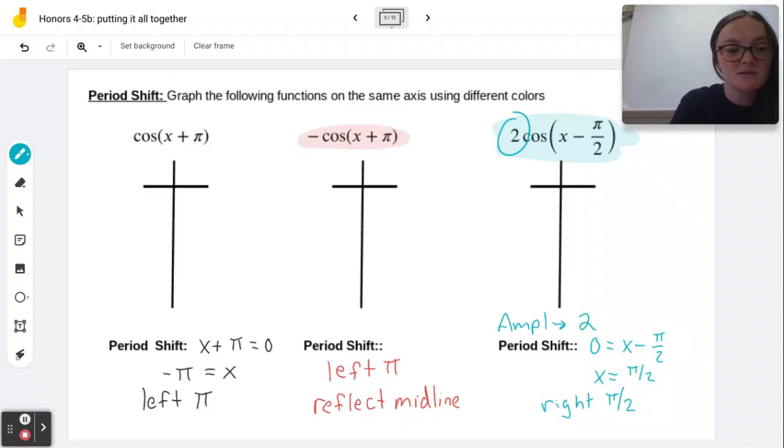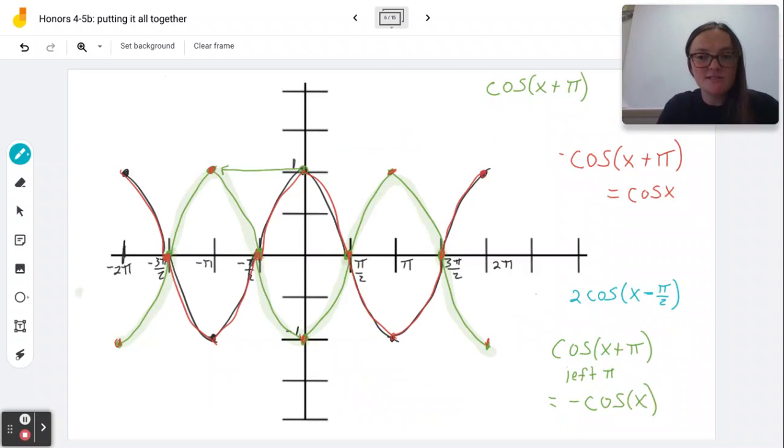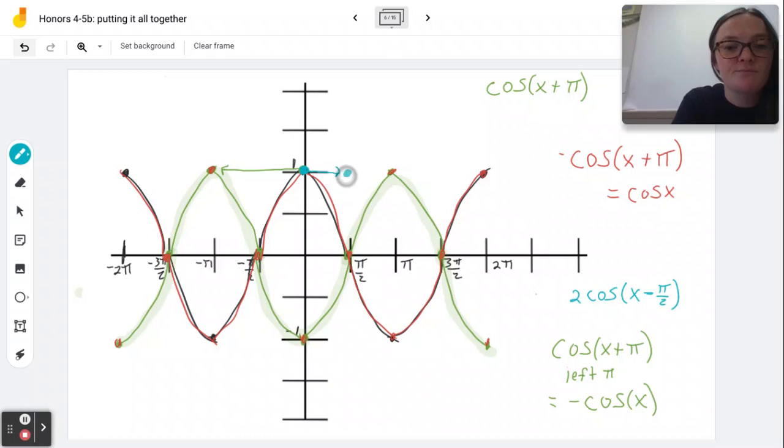So let's graph this. Okay, to start this, notice how our period has not changed at all. So nothing really complicated has happened because in cosine of x minus pi over 2, the b value is still 1. So we don't need to worry about changing any of our labeled values. But we do need to move to the right pi over 2. So what I'm going to do is take my original starting point of cosine and shift it to the right pi over 2.